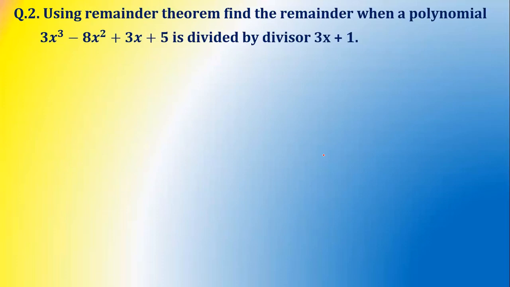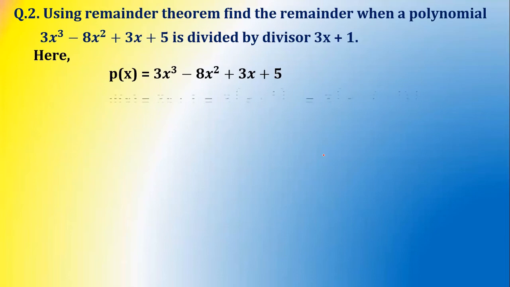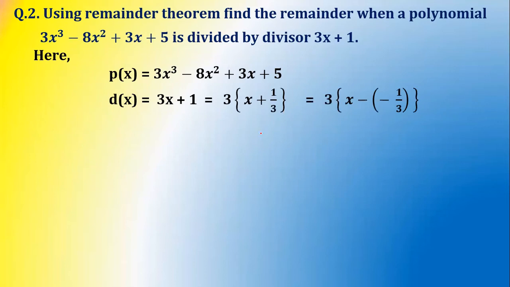As you can see here, the polynomial is of degree 3, and the divisor is of degree 1, but this time the divisor is in the form of ax plus b. We know that a divisor in the form of ax plus b must be converted into, or expressed in, a standard form. Then only can we find the actual value of a. So here the polynomial p(x) is 3x cube minus 8x square plus 3x plus 5, and the divisor d(x) is 3x plus 1.